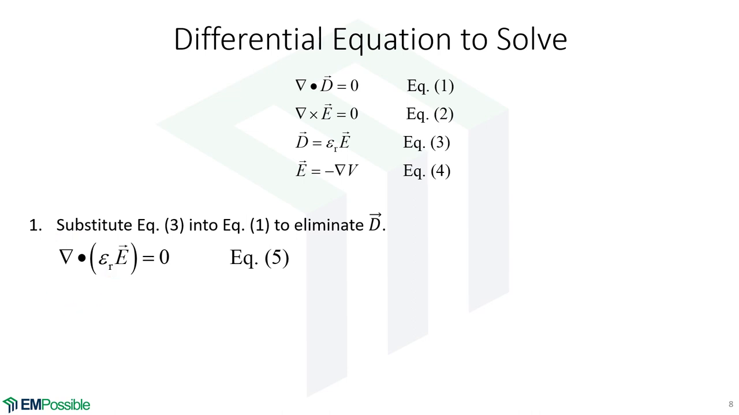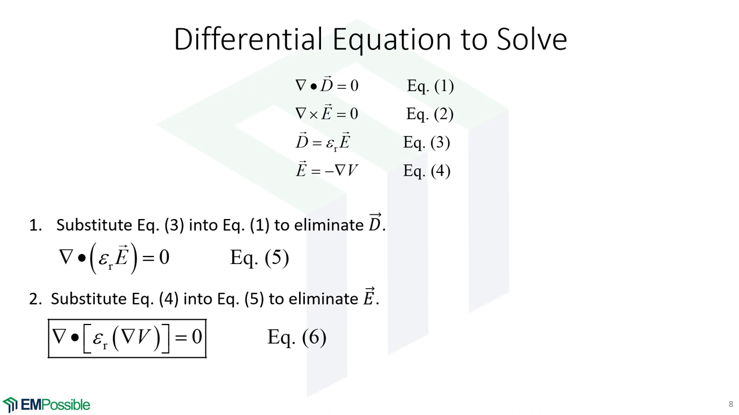But also remember, we would like a scalar differential equation. And so our next step then is to replace the electric field E now with the negative gradient of this electric potential. And when we do that, we end up here. And that is our final differential equation that we have to solve to analyze our transmission line in the electrostatic approximation. This is also called the inhomogeneous Laplace's equation.